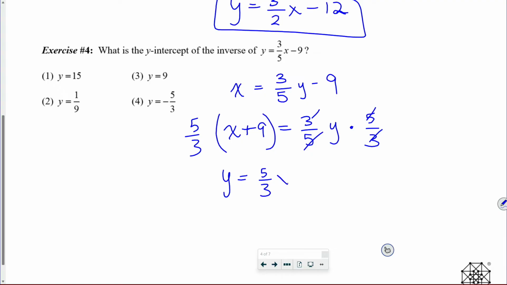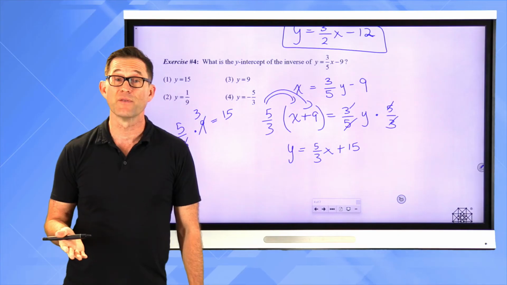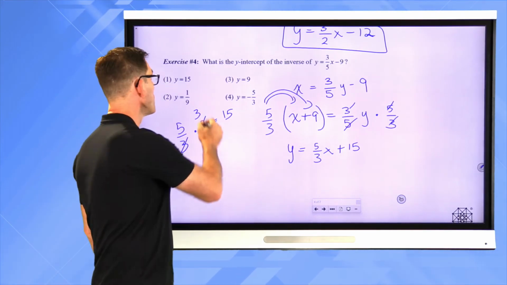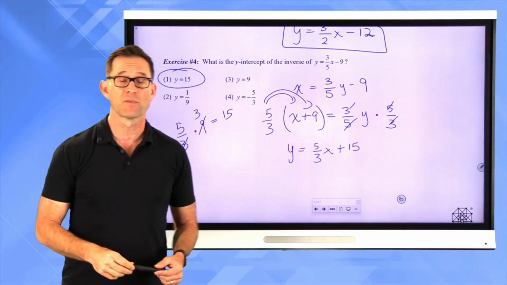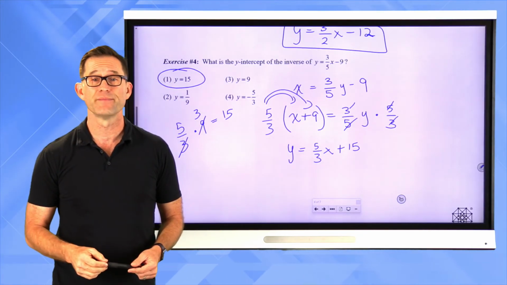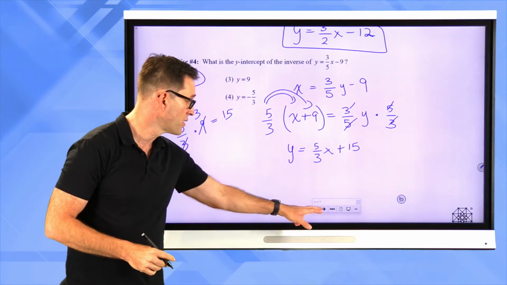So when I distribute that 5/3 into the parentheses, right, I'll have 5/3 times 9. Do a little bit of cross cancellation. 5 times 3 is 15. So the equation of my inverse will be y equals 5/3 x plus 15, which means, of course, the y-intercept is just 15. All right, simple as that. Let's keep taking a look.